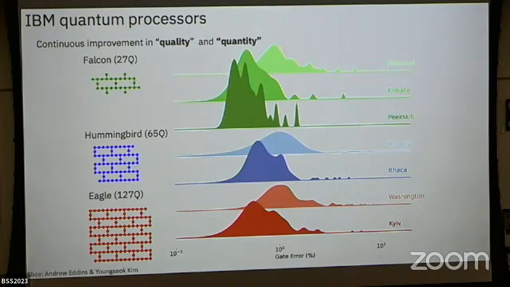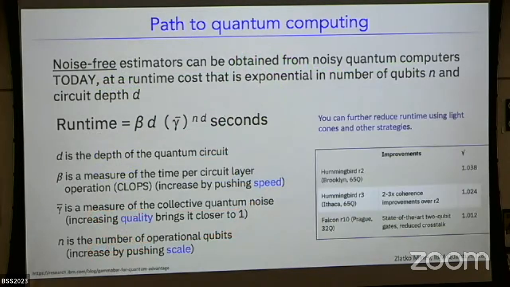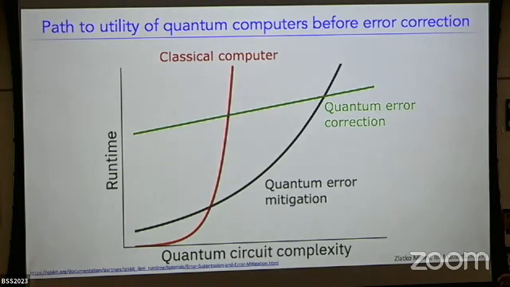I would take more questions, but there's no way we're gonna make it through the second half of this lecture. So let me press forward to say, okay, so these are the actual gammas today. They're pretty small, 1.01 is some of the best. So the idea is that you can use this weakly exponential scaling to try to write a bridge between where we are today and where quantum error correction will ultimately kick in.